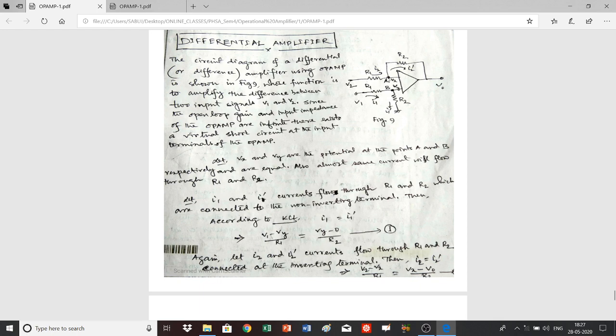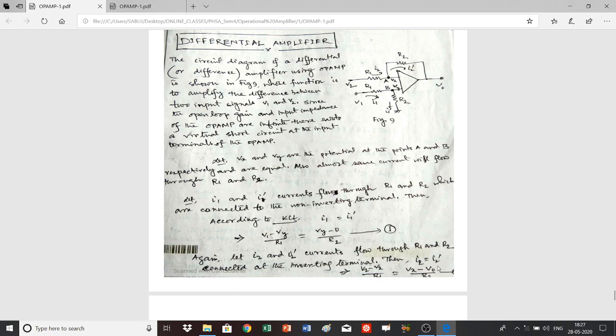Now also from this part of the circuit, I2 is equal to (V2 minus Vx) by R1, and I2 prime is equal to (Vx minus V0) by R2. These two currents will be equal. So this is equal to this, and I write it as equation number 2.